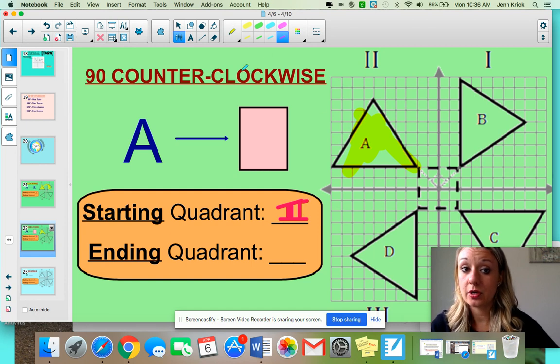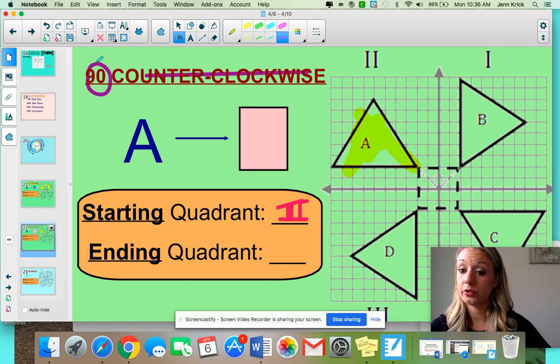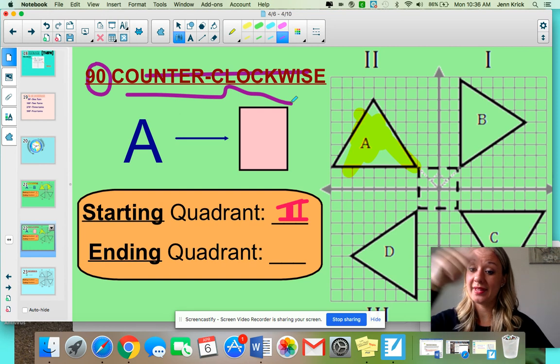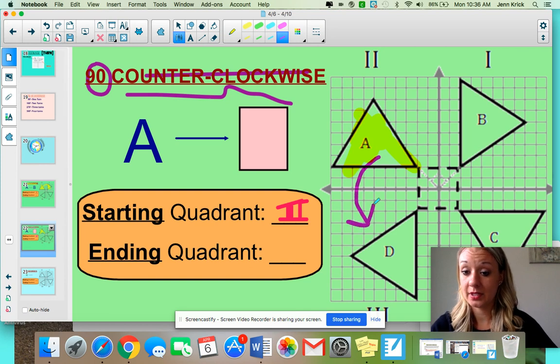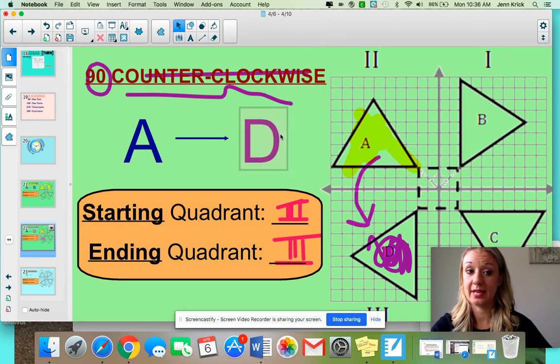If I asked you to go 90 counterclockwise, the 90 tells me I'm still only doing one turn, but the counterclockwise means that I'm going the opposite direction. So if I'm starting here and I'm going counterclockwise, I'm going to be coming down to this quadrant because that's the opposite way of clockwise, and I would end at triangle D, which means that I'm going to stop in quadrant 3, and my new triangle is now where D is.